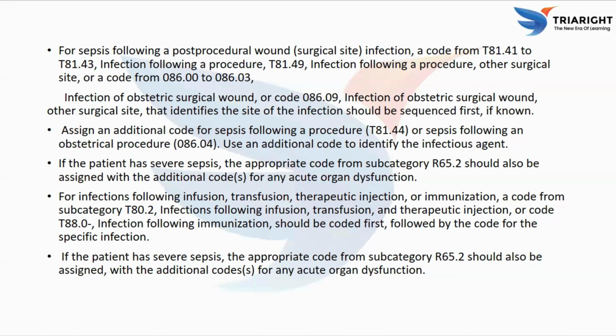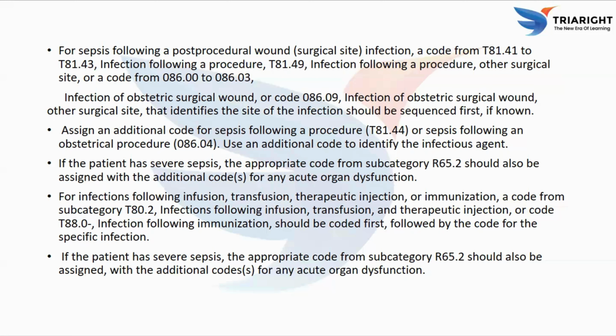So for example, like B95.62 for Staphylococcus aureus, B96.20 for E. coli, and B95 to B97 range. So the third guideline is if a patient has severe sepsis and an organ failure, for example, acute kidney failure, respiratory failure, or septic shock, then you have to assign the code R65.2 for severe sepsis.